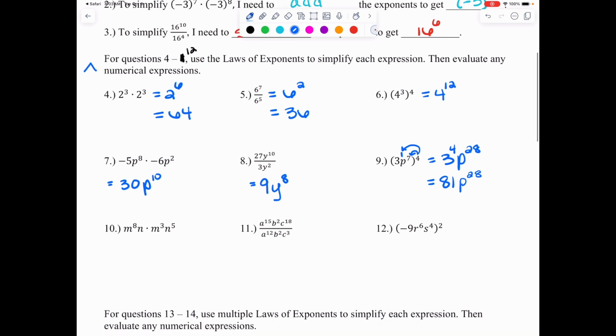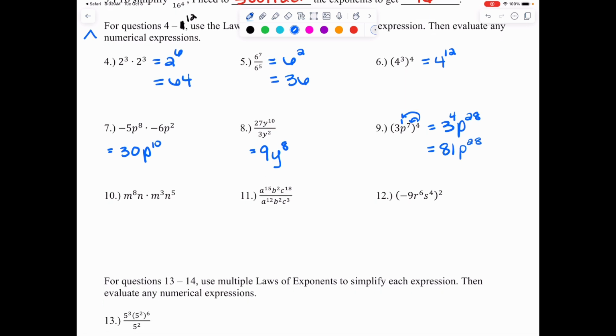Okay, so to look at just some more complicated ones in the last row, 10, we have 2 different bases. So we have to remember here that we're only allowed to use the rule on the bases that are the same. So first, I see m to the 8th n, and n really has an exponent of 1, so write that in. And then we are going to use the rule on the m's, and then we can use the rule on the n's. We cannot use them together.